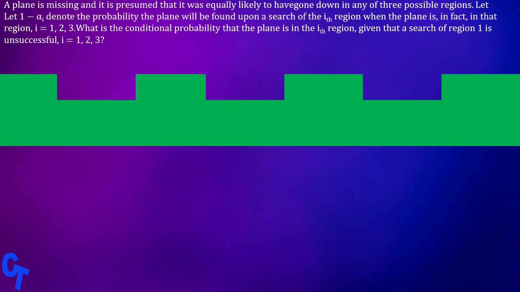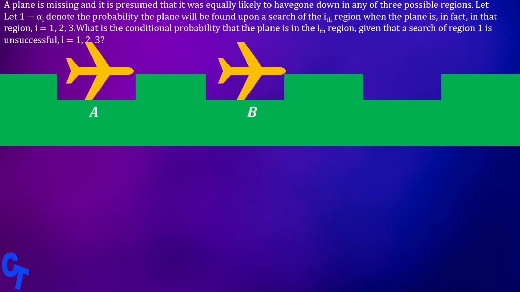I'm just going to draw a diagram to make this easier. So we have three regions. I'm going to call this region A, which is region 1, region B, which is region 2, and region C, which is region 3. So the plane can be in any of these regions. But we know that the probability of finding the plane in any of those three regions is equal to 1, because we can find the plane anyway, right?